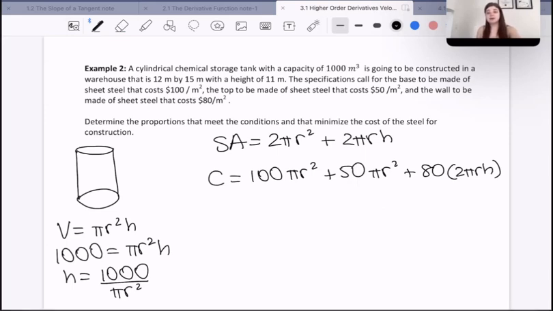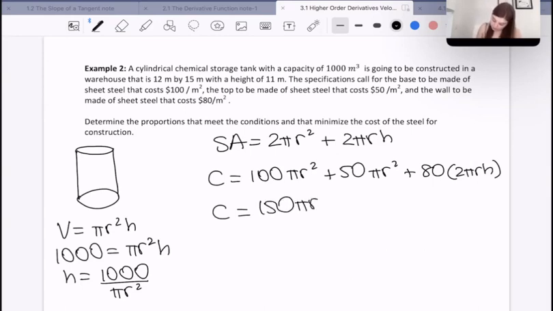If every bit of material costs the same amount, we would not have to take this step. Rather than minimizing the cost directly, we could just minimize the surface area, because in those situations, minimizing the surface area is the same thing as minimizing the cost. Okay, let's move on. So then the cost would be equal to, we can simplify this a little bit more, 150 pi r squared plus 160 pi r h.